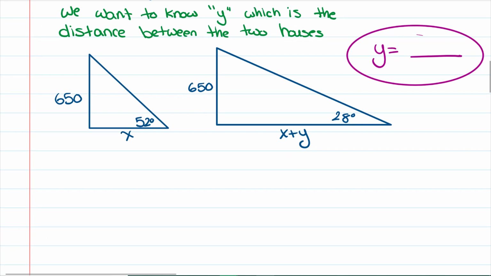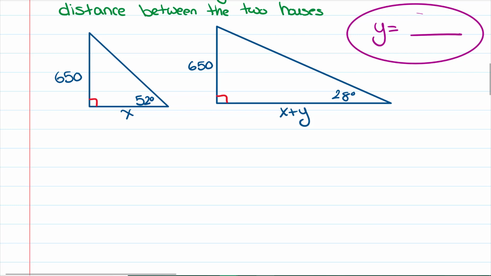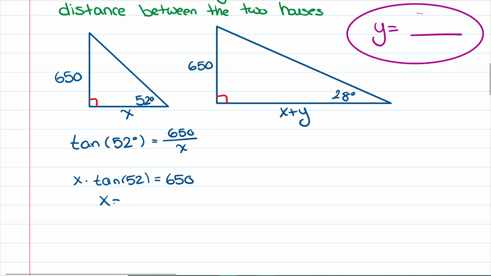Well, I know that these are right triangles, so I get to use my sine, cosine, and tangent. So from this triangle right here, I have tangent of 52 degrees is equal to opposite, so 650, divided by the adjacent, which is x. So I can actually solve for x right now. I get x times tangent of 52 is equal to 650. And then I'm going to divide both sides by tangent of 52. And that's just a number, so I'm going to use that later.